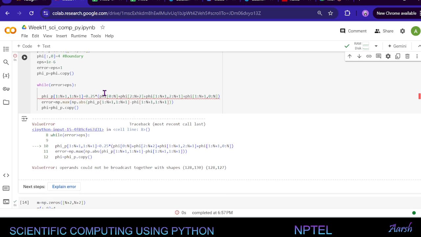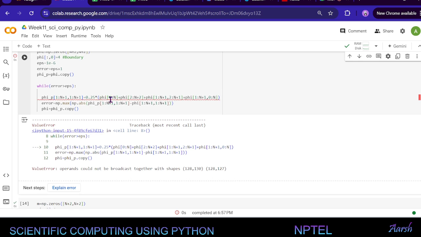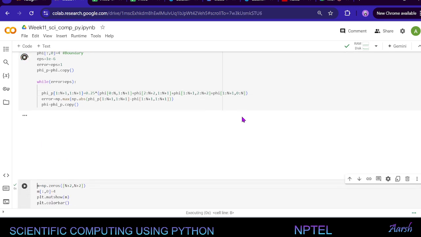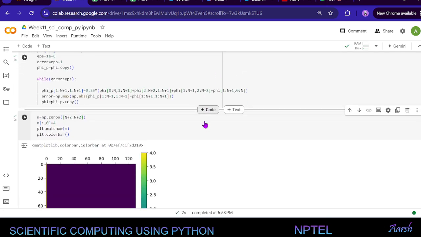128 and 130. So 0 again, 0 to n. Oops, I forgot. This should be 1 to n plus 1. Then 1 to n plus 1. This will be 2 to n plus 2. Okay, it's running.